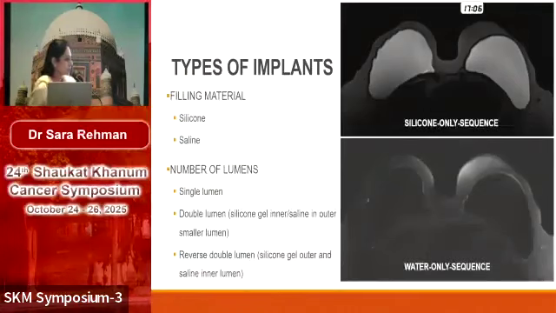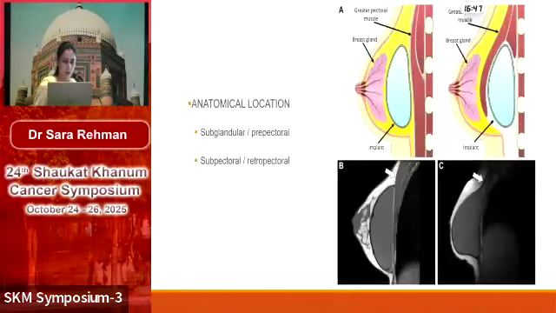Breast implants can be made up of silicone or saline, with single lumen, double lumen with silicone gel inner and saline outer, or reverse double lumen with silicone outer and saline inner lumen. This is an example of a silicone single lumen breast implant with bright signal on the silicone sequence and low signal on the water-only silicone suppression sequence. Implants can be placed in the subglandular or prepectoral space, or subpectoral or retropectoral region, with a classic split muscle sign on the MRI scan.